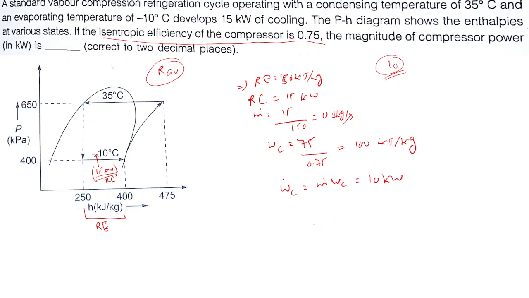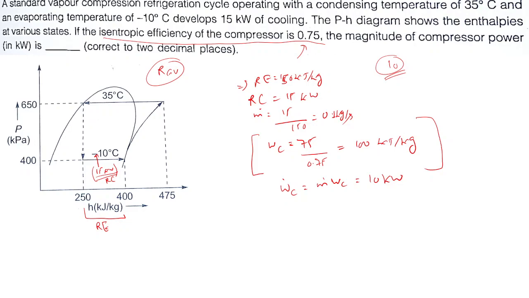Sir, I made a mistake. I am getting something like 5.625. Why? Here you should do Wc like this only, 400. Actually, I multiplied 0.75 into 0.1. That's the mistake I made, sir. Why did you multiply the mass flow rate with that? Yes, sir. Okay.